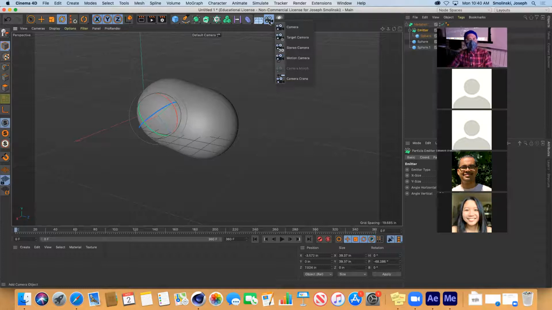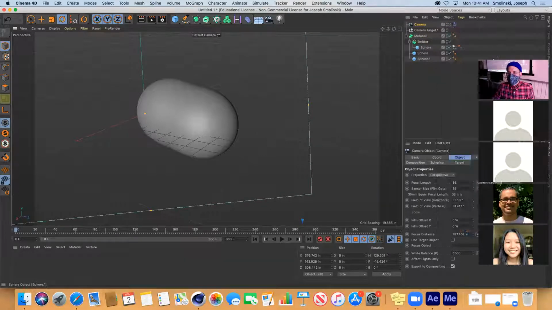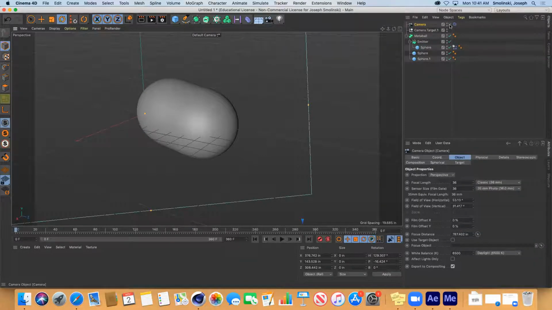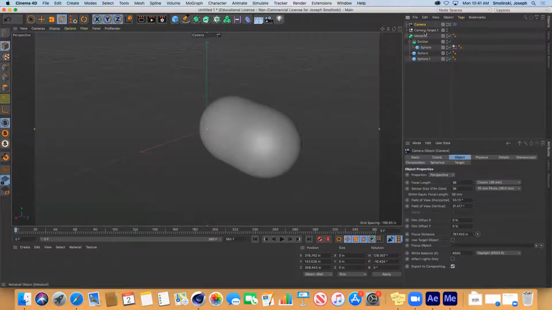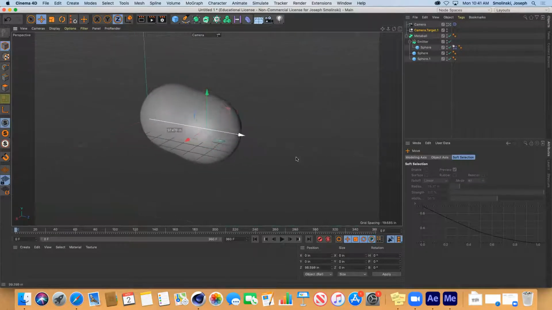Okay, so to animate a target camera, just drop into camera, target camera. If you then look through the camera, you can find where the target is. So the target is going to be here, and if I move the target, the camera is going to follow the target at any time, right?